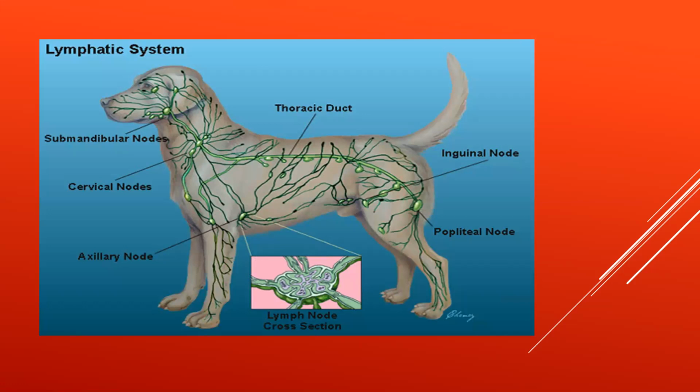You also have the superficial cervical nodes. So when you say cervical, they're found on the neck. And then your axillary nodes, these are found in the armpits. And then we have the popliteal node, which is just caudal to the stifle joint. And then we also have the inguinal lymph node. So these are the nodes that you can palpate. These guys are superficial enough that they're palpable.